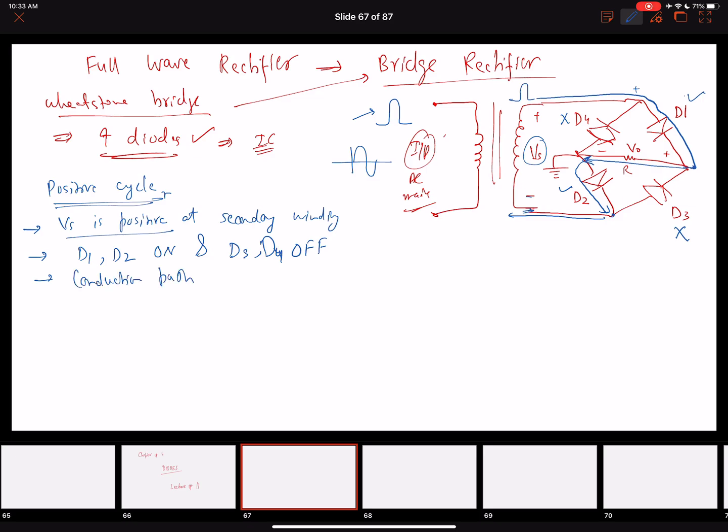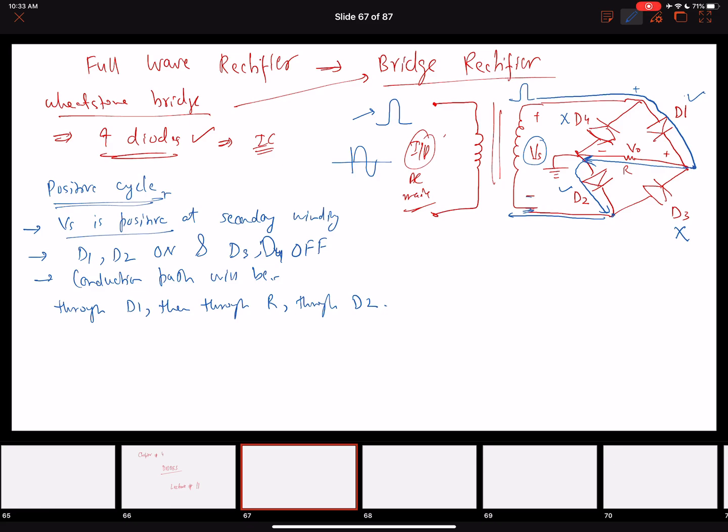And the conduction path will be through D1, then through R resistance, then through D2. Okay, right? So this will be the current conduction path. Look at the conduction path. It's very important in terms of defining where our rectified output is going to appear.